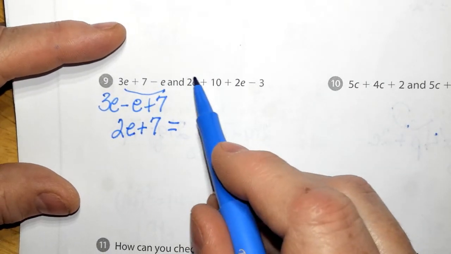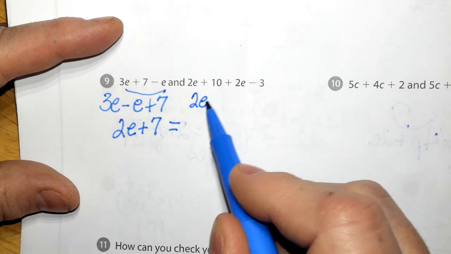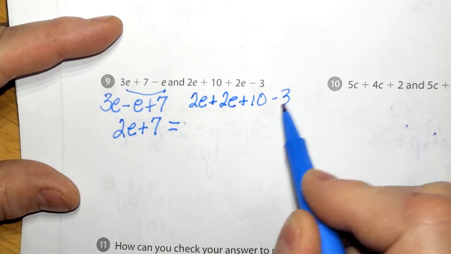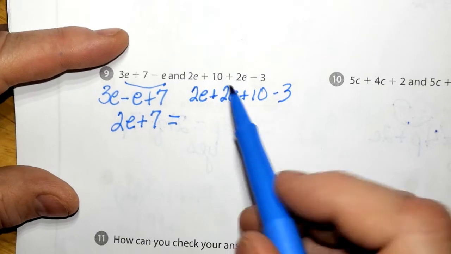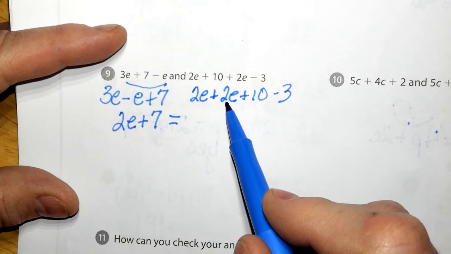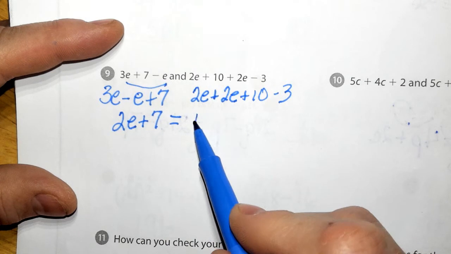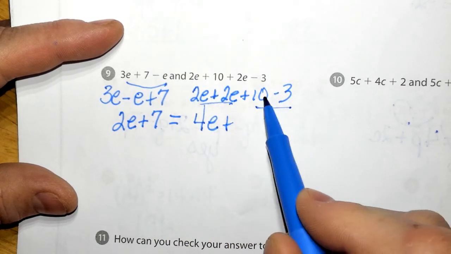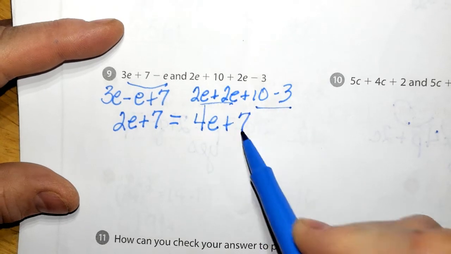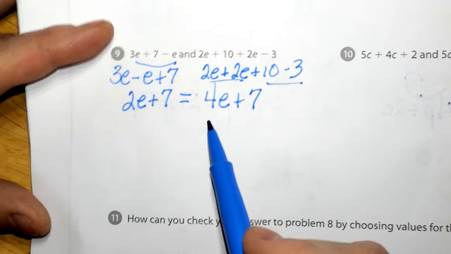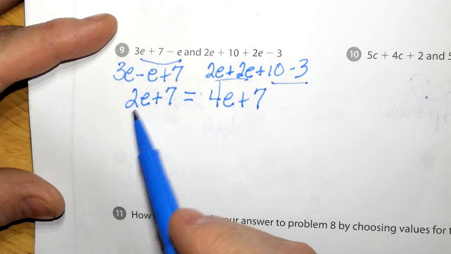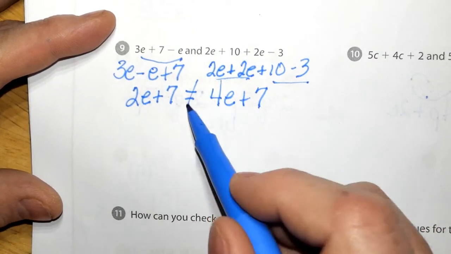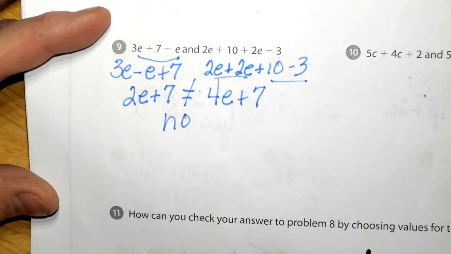So again, let's combine the e's. I have 2e plus 2e plus 10 minus 3. Let's rewrite it that way. So the 2e plus 2e is 4e plus, and then the 10 minus 3 is 7. So they're similar, but they're not exactly the same because we have 4e here and 2e here. We do have the 7s, but the 2e and 4e are not the same, so no, it's not equivalent.